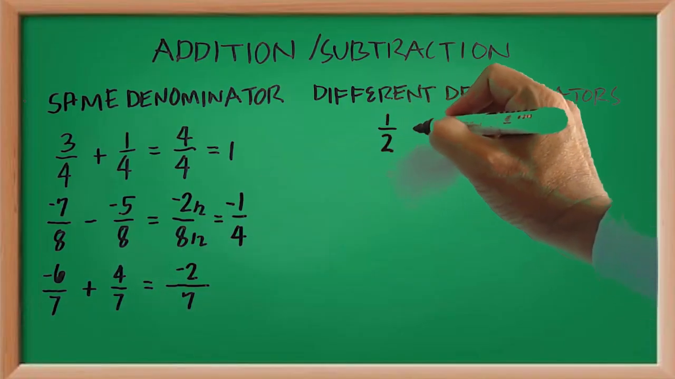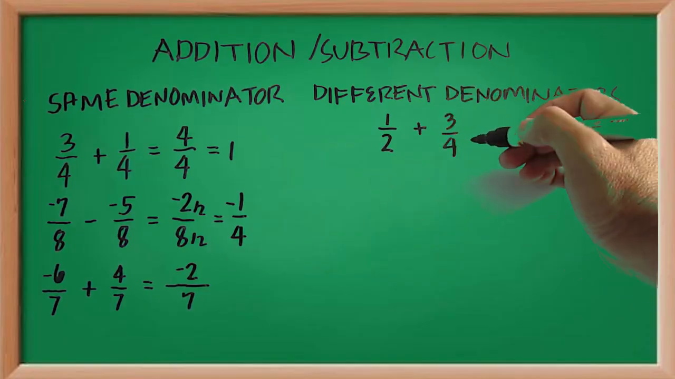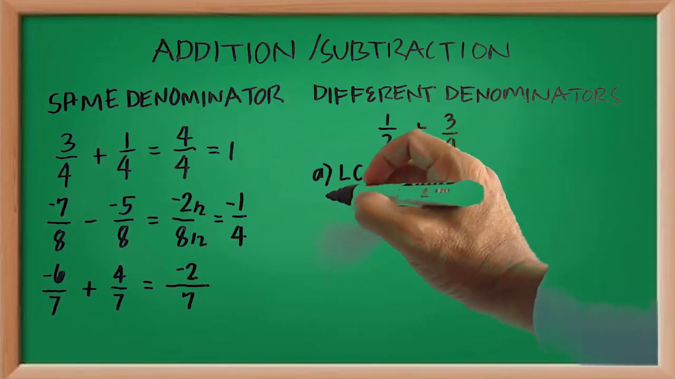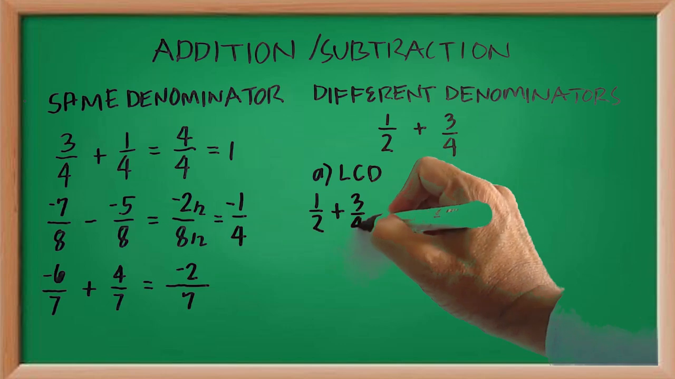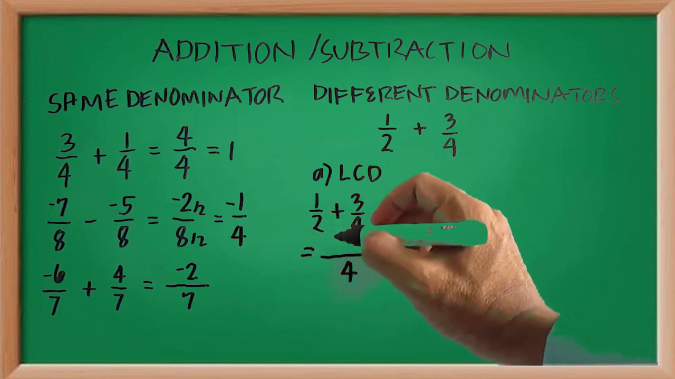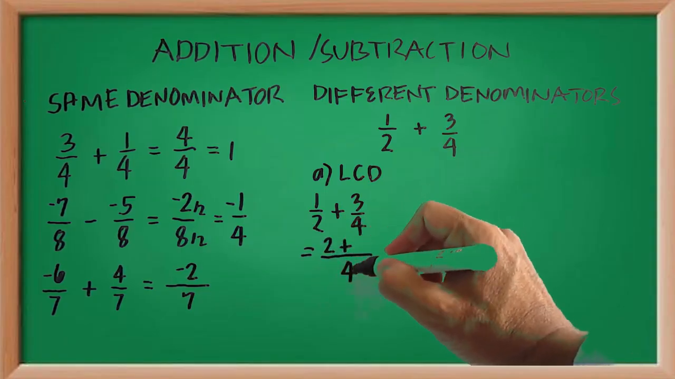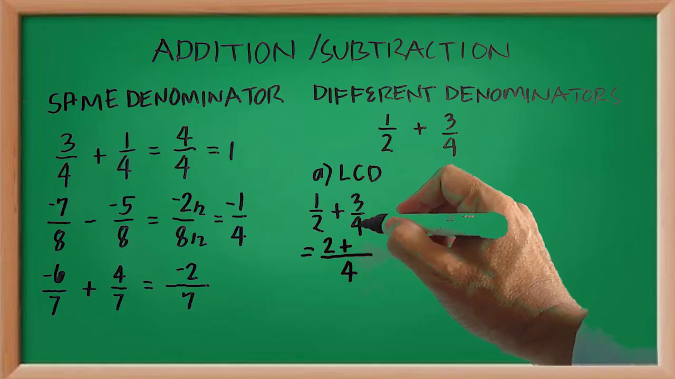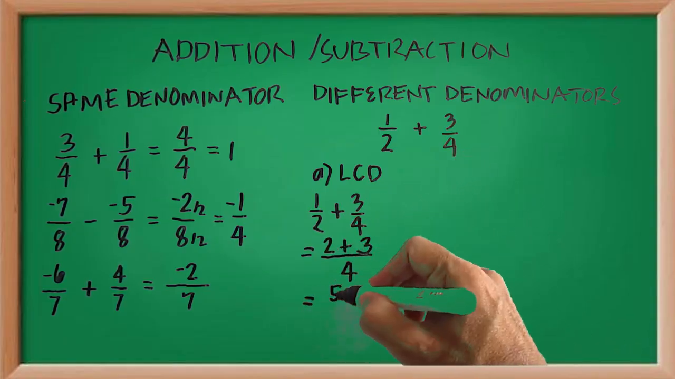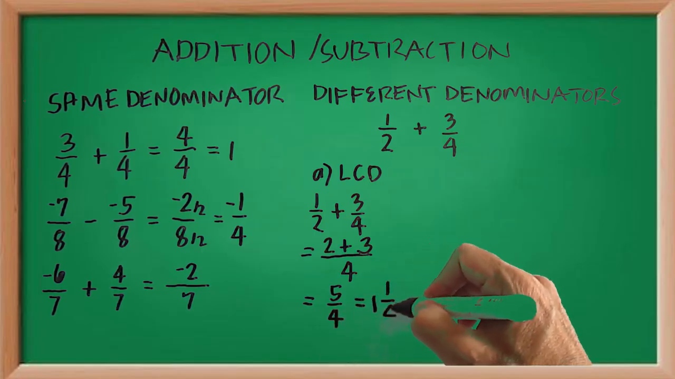Example, 1/2 plus 3/4. Let's add using 3 methods. First is finding the LCD, the least common denominator. 1/2 plus 3/4, the LCD is 4. 4 divided by 2 is 2, times 1 is 2, plus 4 divided by 4 is 1, times 3 is 3. 2 plus 3 is 5/4. You can also write it in mixed number, 1 and 1/4.